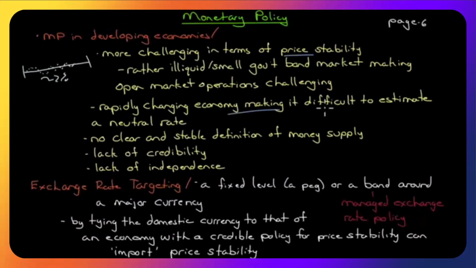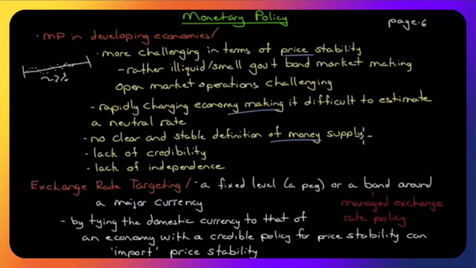A neutral rate is a rate of interest such that it neither encourages nor discourages inflation. So if you're at 2% inflation and you have a particular interest rate, we will observe that it neither adds inflationary pressure nor reduces inflationary pressure. It is neutral. Well, if you have an economy, especially emerging economies, that change quite rapidly, they usually have high growth rates because they're starting from such a small base to begin with. It may be difficult to find out where that neutral rate is. They would also probably have no clear or stable definition of money supply.